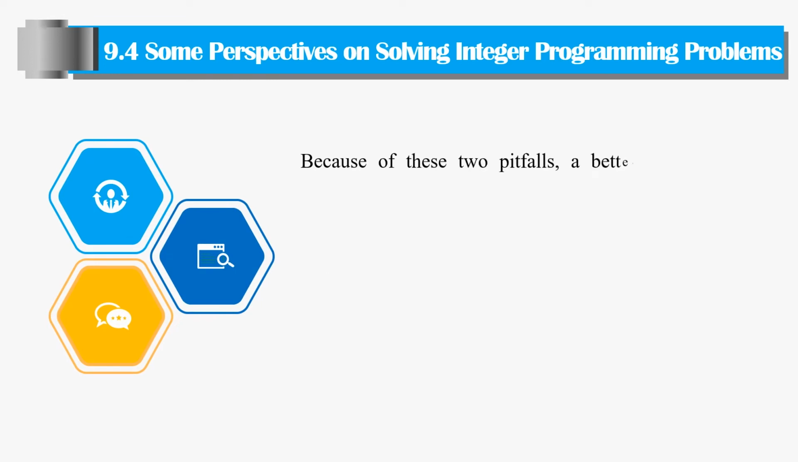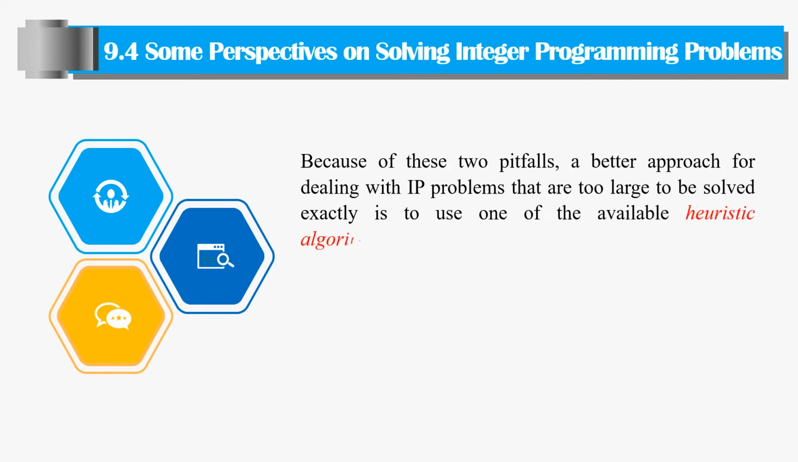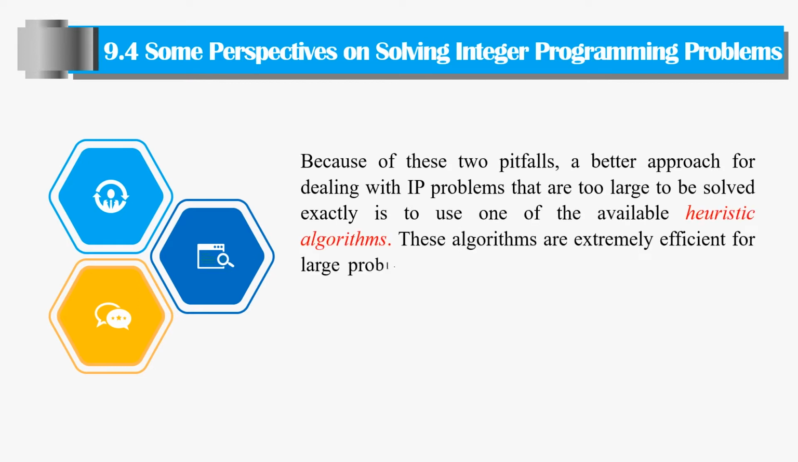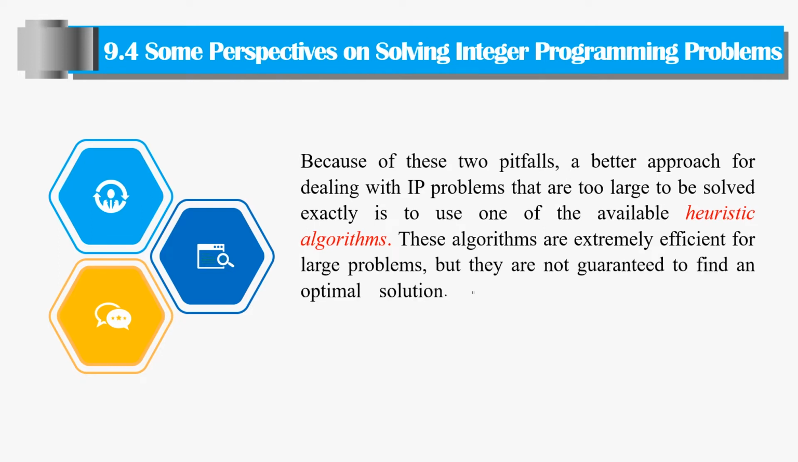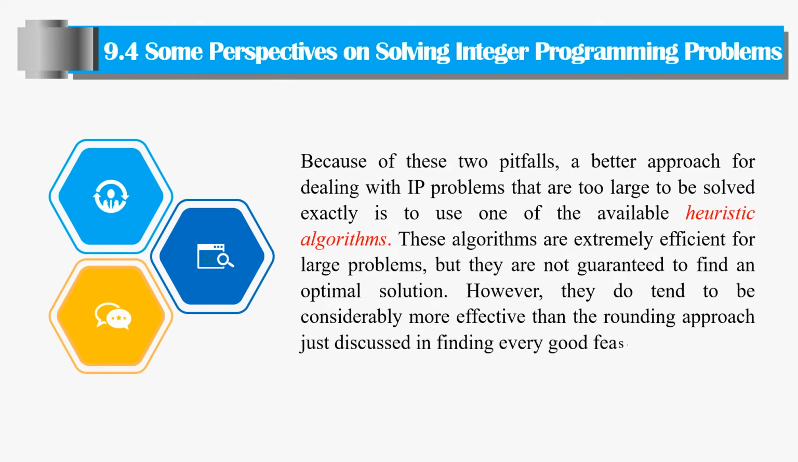Because of these two pitfalls, a better approach for dealing with IP problems that are too large to be solved exactly is to use one of the available heuristic algorithms. These algorithms are extremely efficient for large problems, but they are not guaranteed to find the optimal solution. However, they do tend to be considerably more effective than the rounding approach just discussed in finding very good feasible solutions.